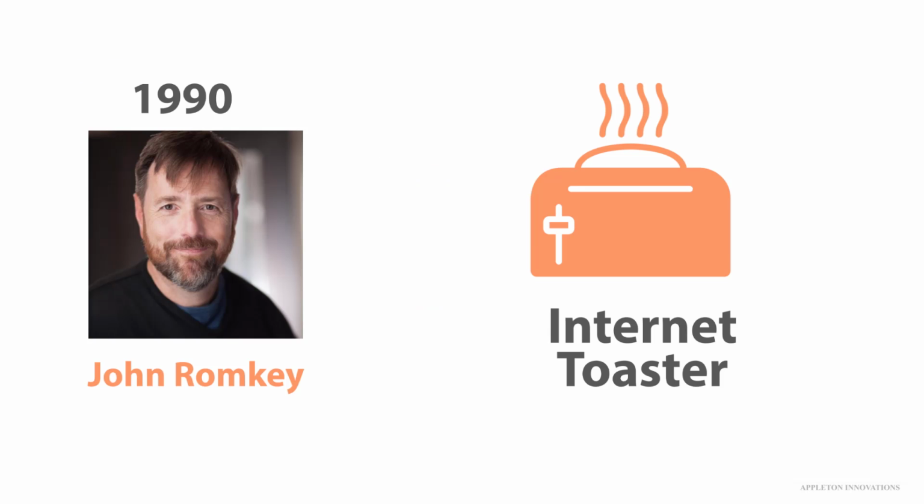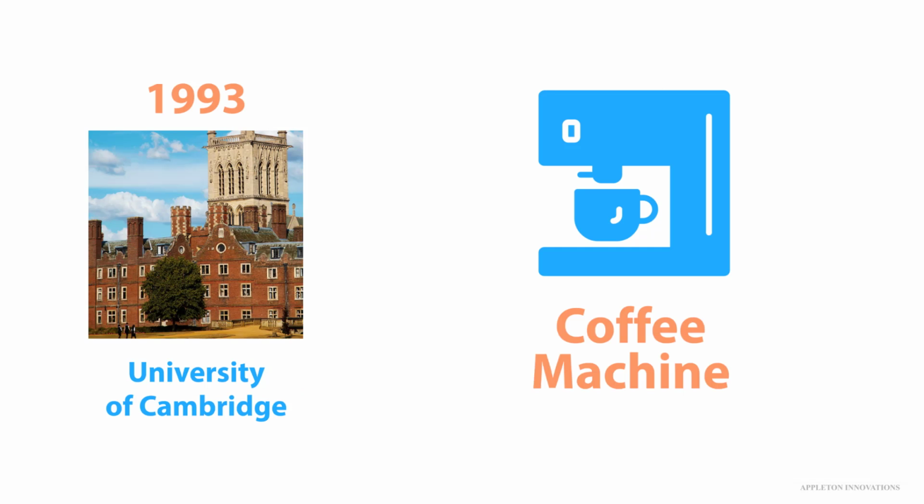In the year 1990, John Romkey launched a toaster connected to the internet. This is the first of its kind IoT device. A year later, they succeeded in also removing the only human element in the toaster by adding a robotic arm that dropped the toast in. Now the game was on.